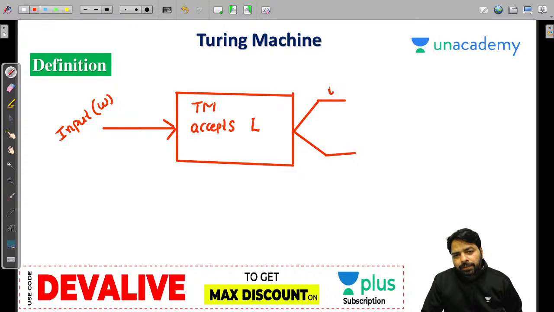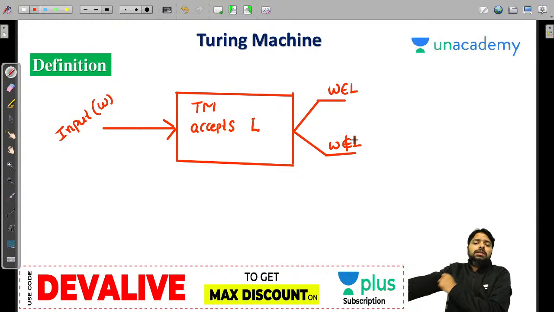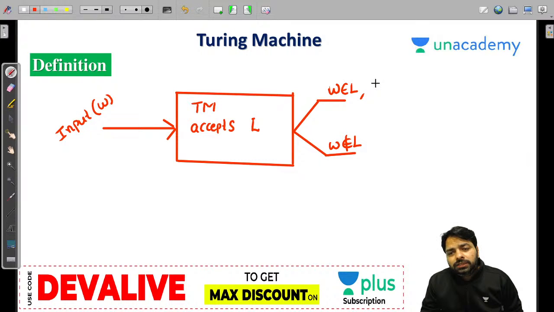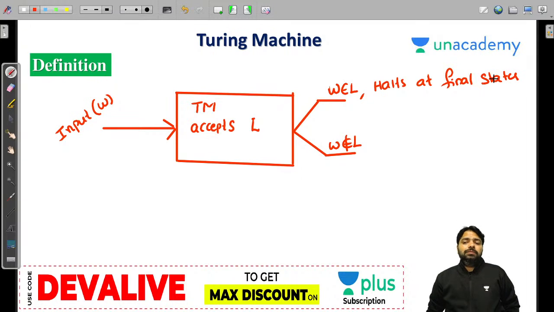And if W belongs to L, W not belongs to L. In previous machines, finite automata and PDA, the machine at any cost definitely halts, whether it is DTM or NTM, whether it is a DFA or NFA or DPDA or NPDA, the machine definitely halts all the time. Here, this TM halts at final state. How it halts? If it is DTM, deterministic Turing machine, it will have exactly one path. If it is NTM, at least one path you have that halts at final.